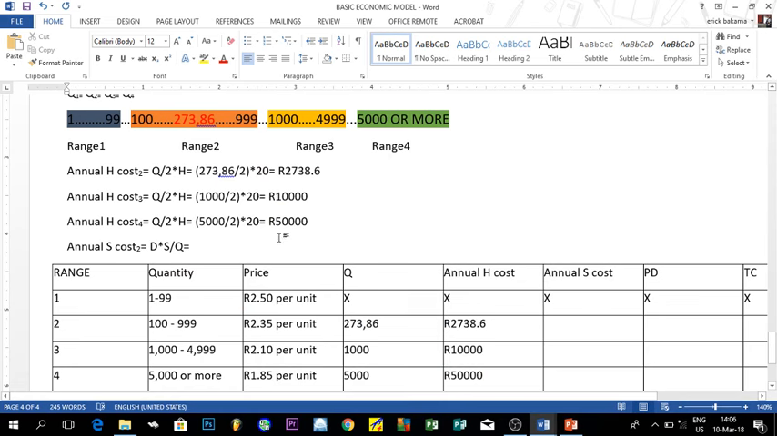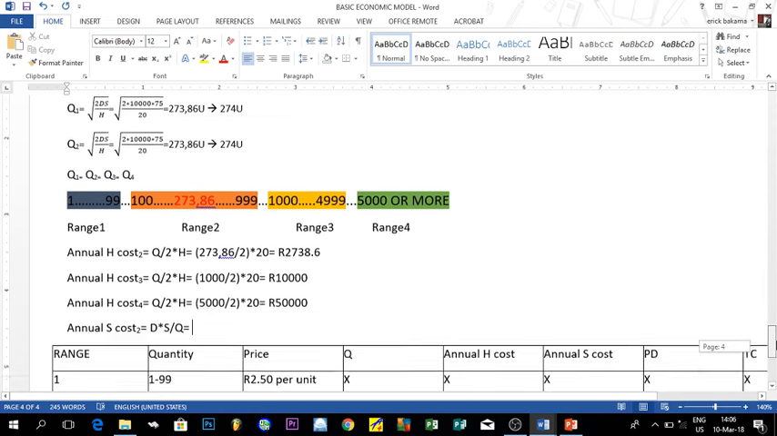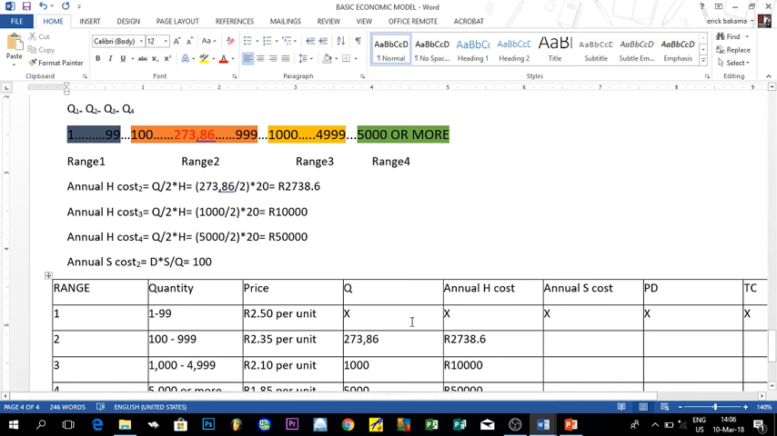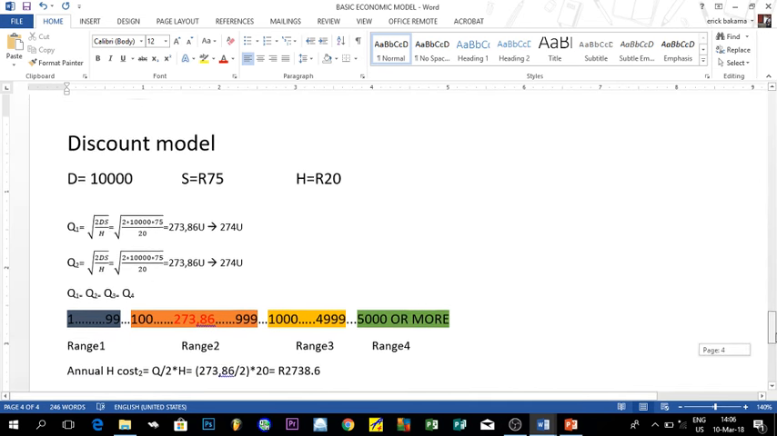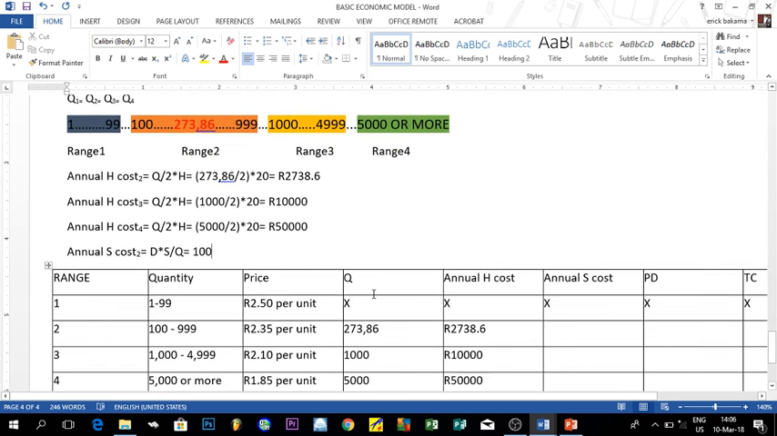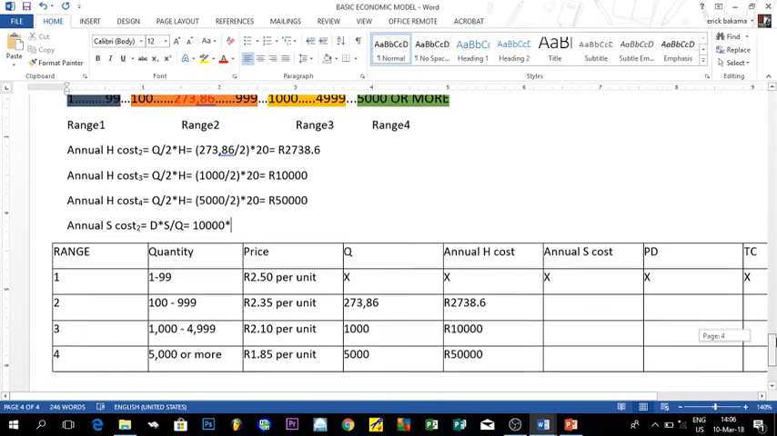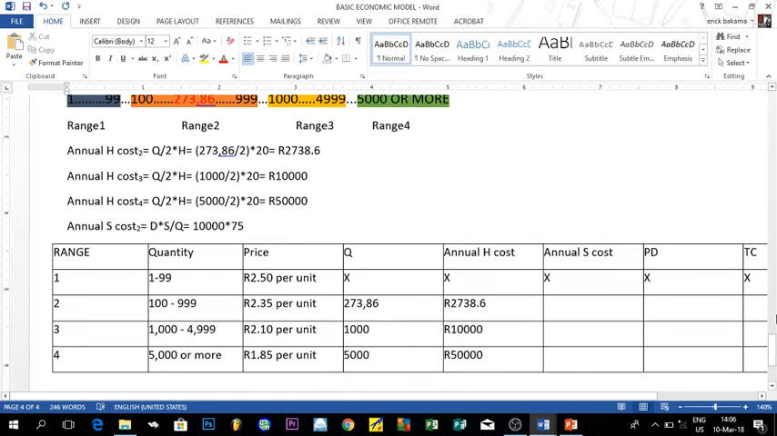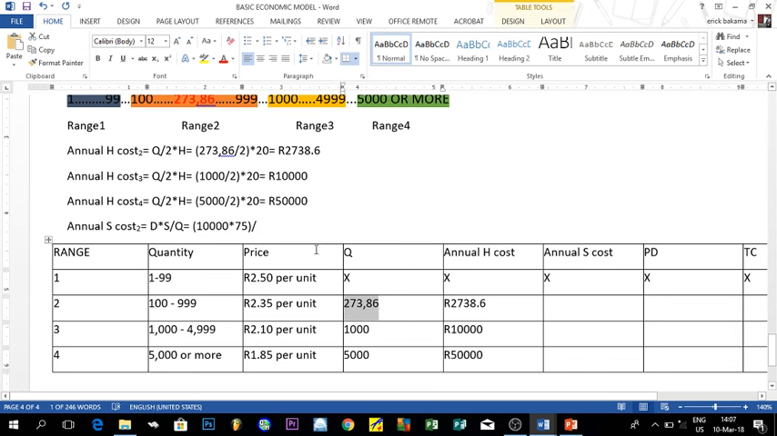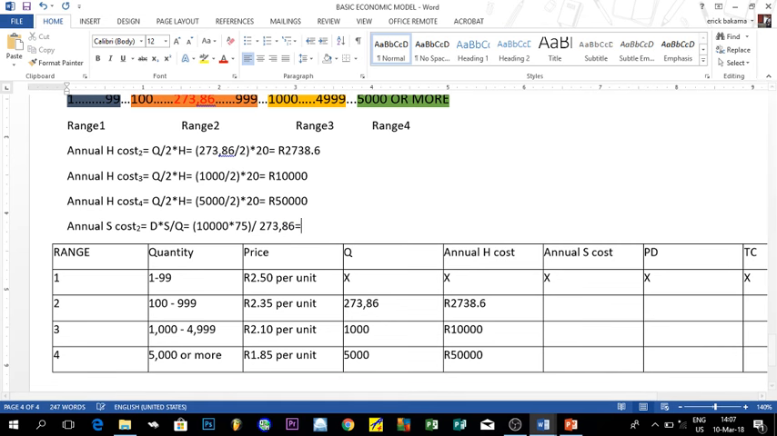Yeah, so for S2, we have our value of D. The value of D is 1000. So we have, is it 1000 or 10,000? Let me check. So it's 10,000. Yeah. So we have D of 10,000, and we have our setup cost of 75, like this, and then we divide by Q. Now the value of Q depends also on the interval. In this case, the value is 273, like this, and then you're going to get a value.